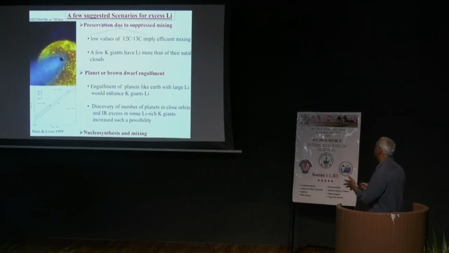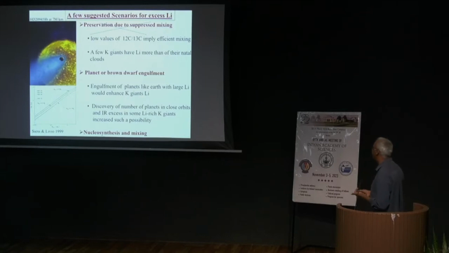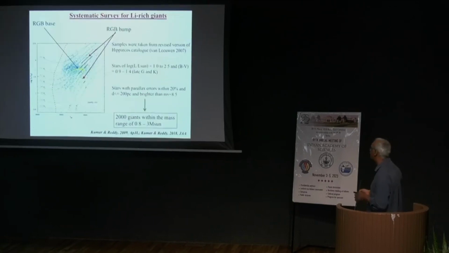One was that lithium was not getting destroyed at all, that it is preserved from the ISM. But that was ruled out because there is huge convection in the stars. Then there is planetary or white dwarf engulfment, a planet engulfment. This is one of the theories still there. And then nucleosynthesis and mixing inside the stars.